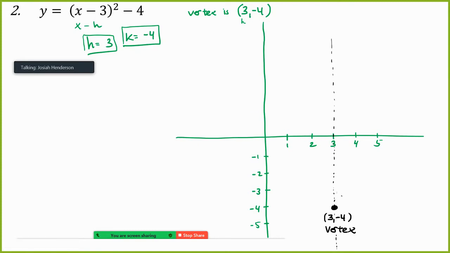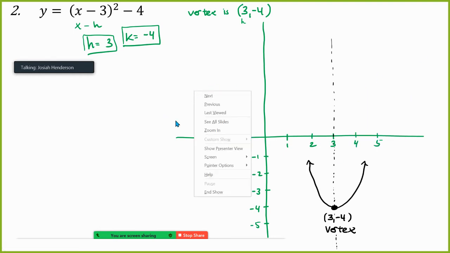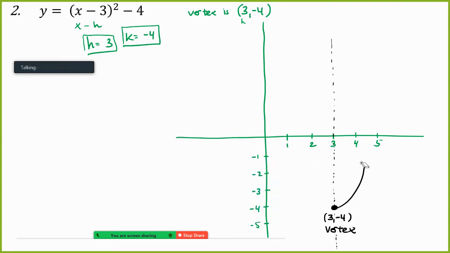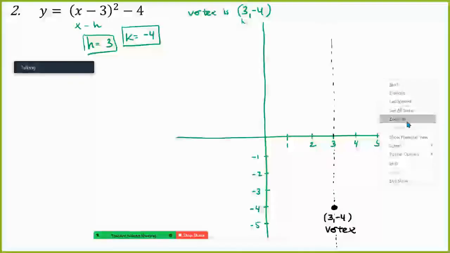I'm going to just draw it real quick and then I'm going to delete it. It's basically going to look like this. We know it's going to be that shape, and we know the vertex is where it's changing direction. So it's going to look like this. I want to find those exact points though, just to be safe. So I'm going to erase that quick and find those legitimate points.